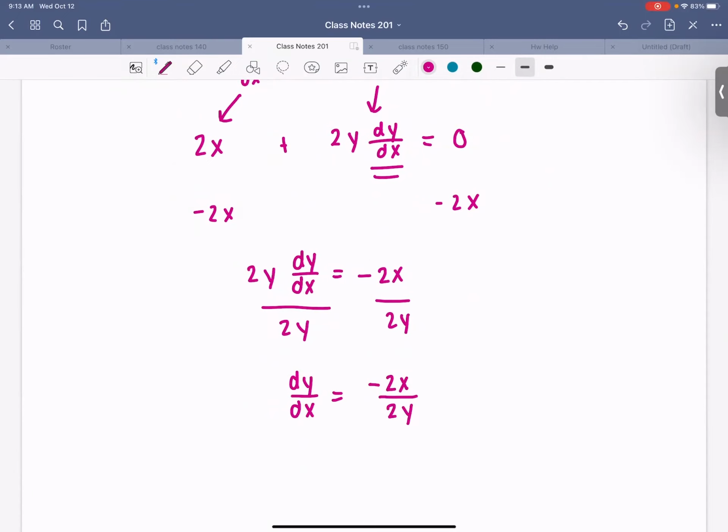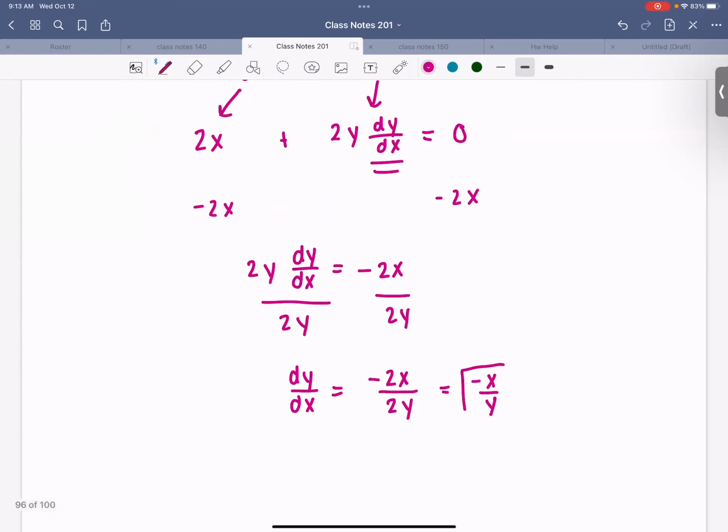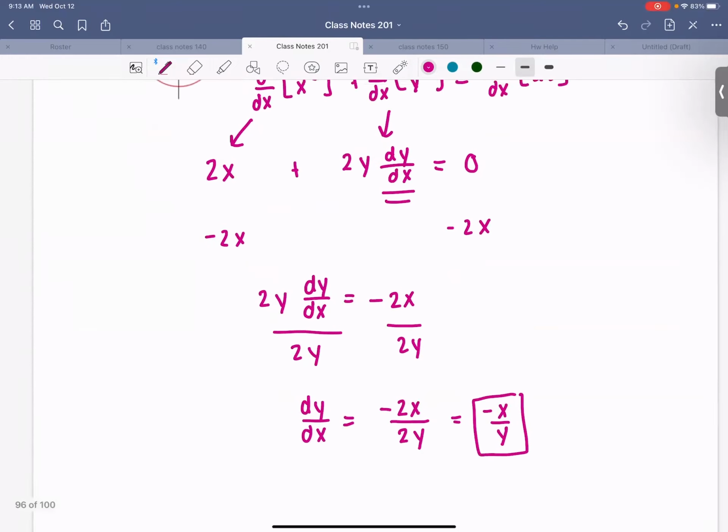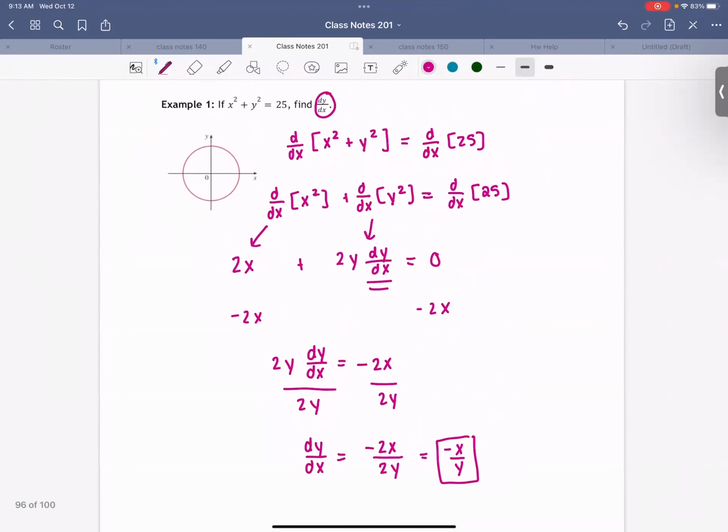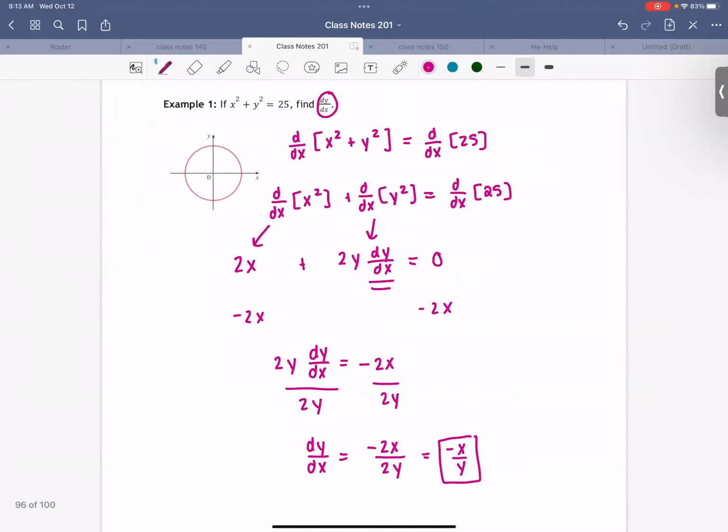Okay. And of course, since there's a 2 on the top and on the bottom, this is negative x over y. Okay. This is actually my final answer because it's kind of hard to get y by itself. In this example, I can solve for y and plug it in so I only have x's. For simplicity's sake, let's just leave it like this. This is my final answer.